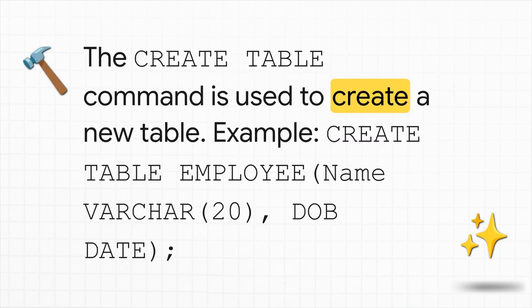Let's look at a classic DDL command. Create table. It's super readable. We're literally telling the database, hey, create a table for me and call it employee. Then we tell it what columns we need, a name and an email, which are varchar. That's just a fancy word for text. And a dob for a date. And boom. Just like that, we've built our first digital shelf. It's empty, but it's ready.